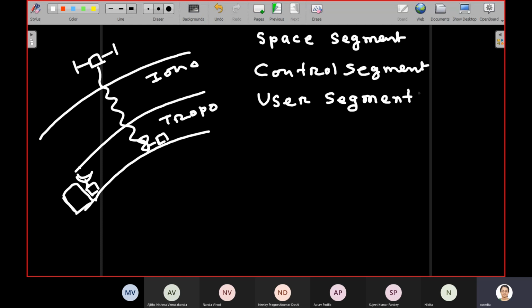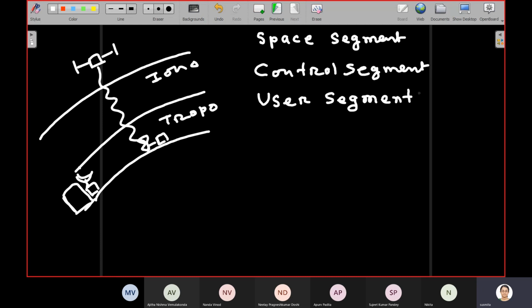So user segment is basically the end users that receive signals from the satellites and then process the signals to get position, velocity and user clock error from GNSS system time. Now this is a passive system because the users do not communicate with the satellite. Users just receive signals from the satellite. The only segment which can communicate with the spacecraft is the control segment. So they can have two-way transmission, but the user segment will have only one-way transmission of signals from the satellite to the user.